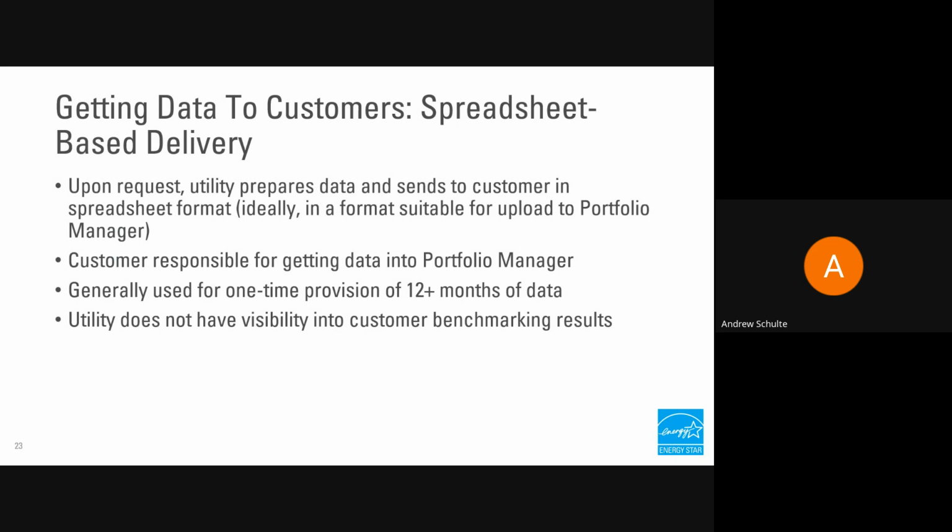More importantly, because there is no ongoing two-way API connection, the utility doesn't have any visibility into the customer's benchmarking results. If all you're doing is sending your customer data and they put it into their Portfolio Manager account, it's out of sight, out of mind for you, the utility. Or rather, you have no way of seeing the end result of their benchmarking efforts unless you explicitly seek to set up such a pathway, which is also something we could discuss if that's of interest. But that is a key difference. The spreadsheet-based delivery approach is very much geared towards individual transactions.